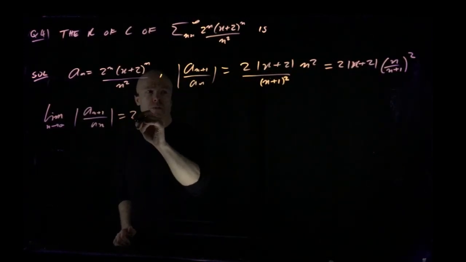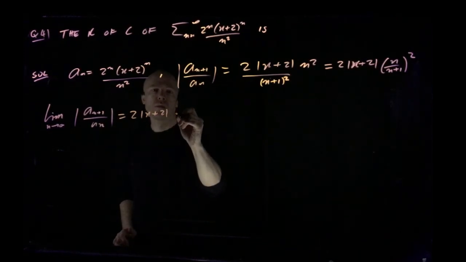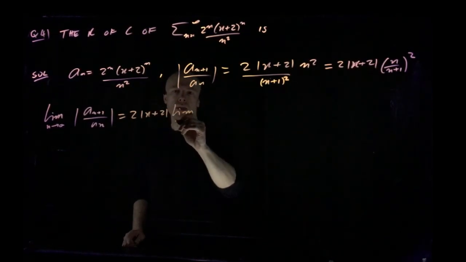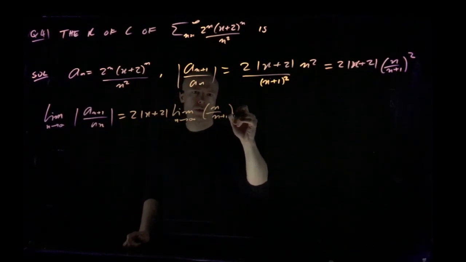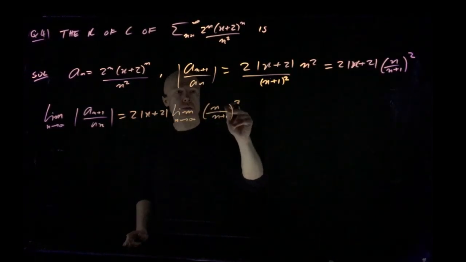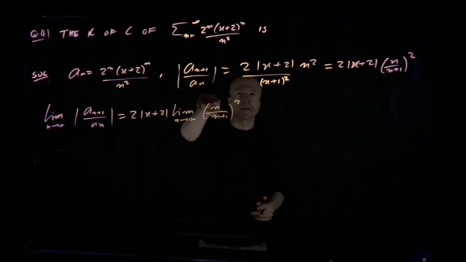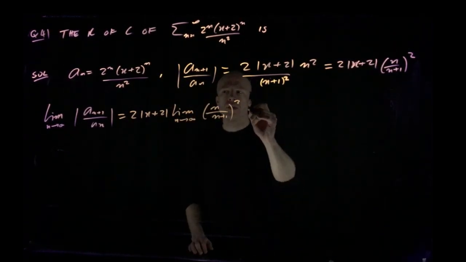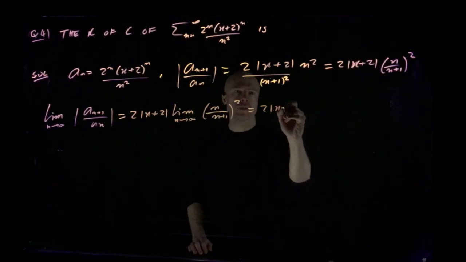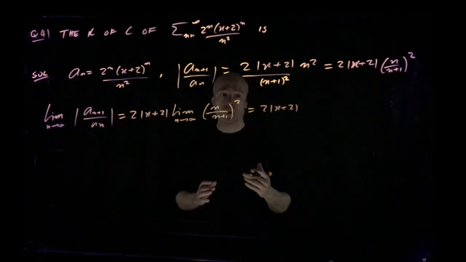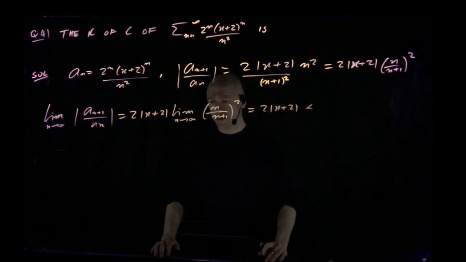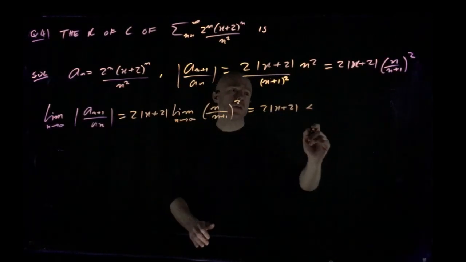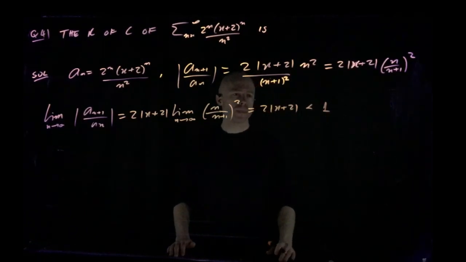So that's equal to 2x plus 2, and the limit as n goes to infinity of n over n plus 1. And as we well know, this thing is going to have limit 1. We just factor out n from the top and bottom, and so this will just be 2 mod x plus 2. And then the series will converge if this thing is less than 1.